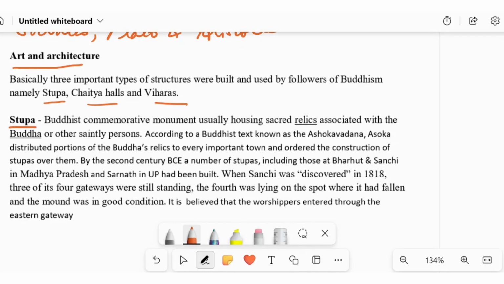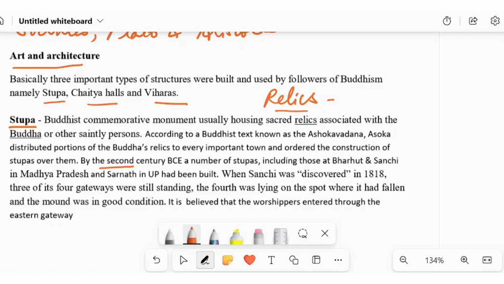Basically, they are mound-like structures where the relics related to Lord Buddha and other Buddhist monks are kept. These relics may be a piece of jewelry or a piece of cloth or even a strand of hair. These stupas date back to say 6th century BC, but the biggest of the stupas were made during the Mauryan period during Ashoka's time.